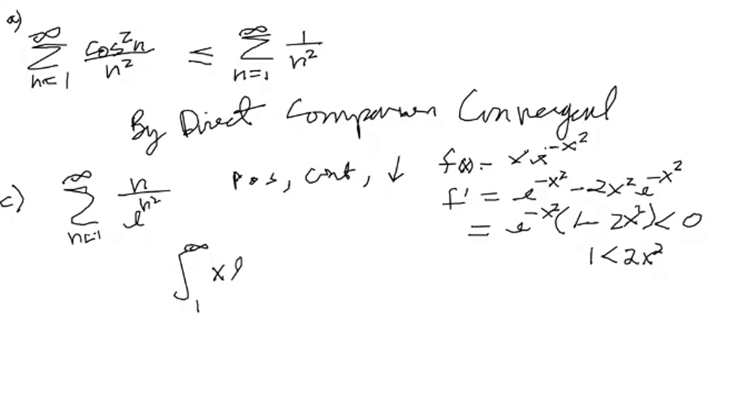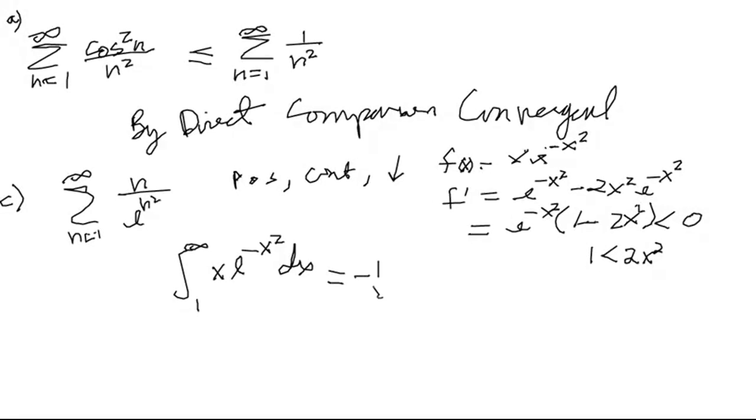x e to the negative x squared. Okay, and that's an e to the u du problem. We end up with a minus 1/2. It's going to be negative 2x. So we end up with this. And we're going from 1 to infinity.